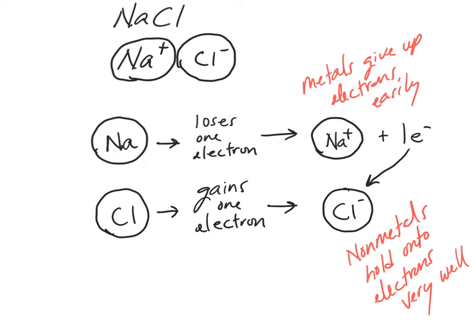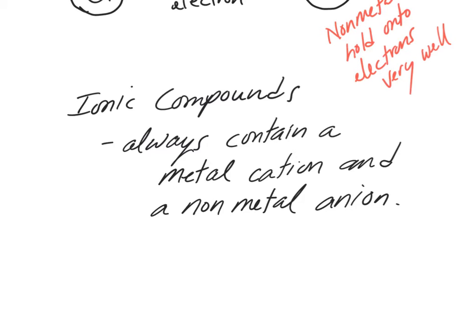Now, this is going to be different for molecular compounds. For molecular compounds, we're going to have a different situation. All right, let's say one more thing about ionic compounds, and this is something that you really need to keep in mind. This is a really important point. Ionic compounds always contain a metal cation and a non-metal anion. In other words, if you're looking at a compound and you see that there's a metal and a non-metal in that compound, you have an ionic compound, an ionic bond.